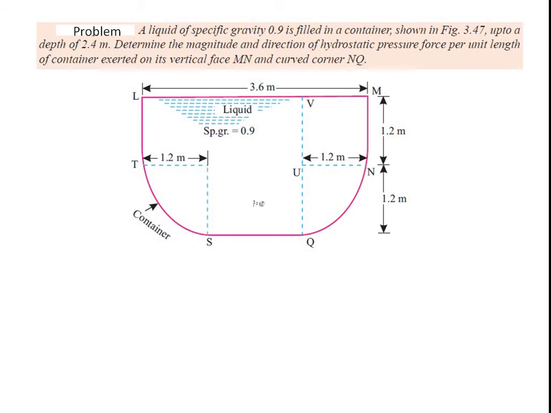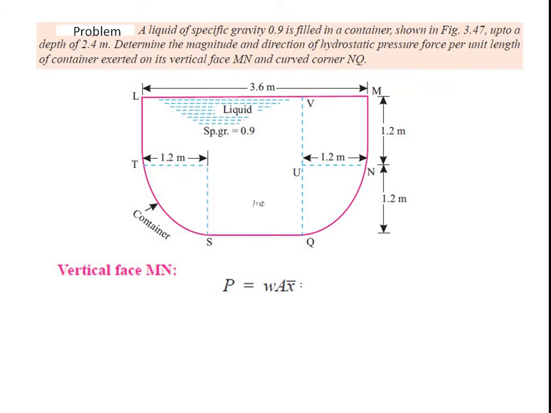Similarly, this is one another problem. A liquid of specific gravity 0.9 is filled in a container shown in the figure up to a depth of 2.4 meter. Determine the magnitude and direction of the hydrostatic pressure force per unit length of the container exerted on its vertical face MN and curved corner NQ. Now this is a problem of a combination of two surfaces, vertical and inclined surfaces, and here again the liquid is somewhat different.